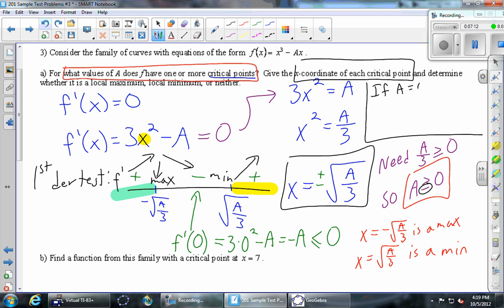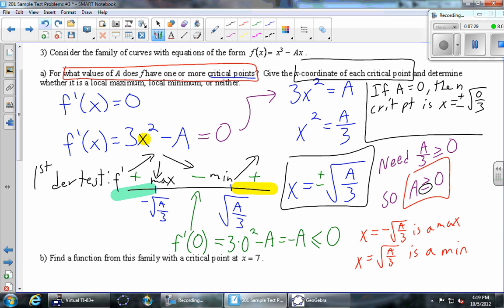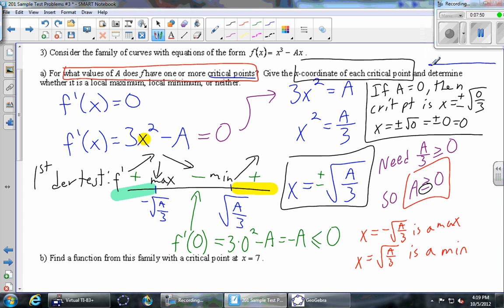And so we'll put a little side note here. If a equals 0, then the only critical point is x equals, so it's still given by the formula in the box, root a over 3, but in this case a is 0. So x is plus or minus square root of 0, which is just a single number, 0. So if a is 0, there's really only one critical point, and I think we need to do a separate analysis. We can do the first derivative test, but I feel like the picture we have up there is kind of misleading if a is equal to 0.